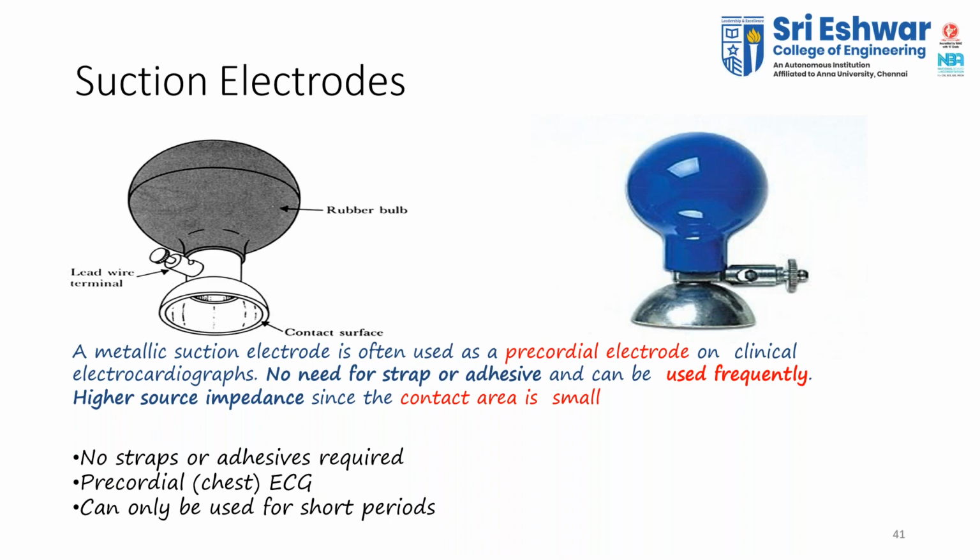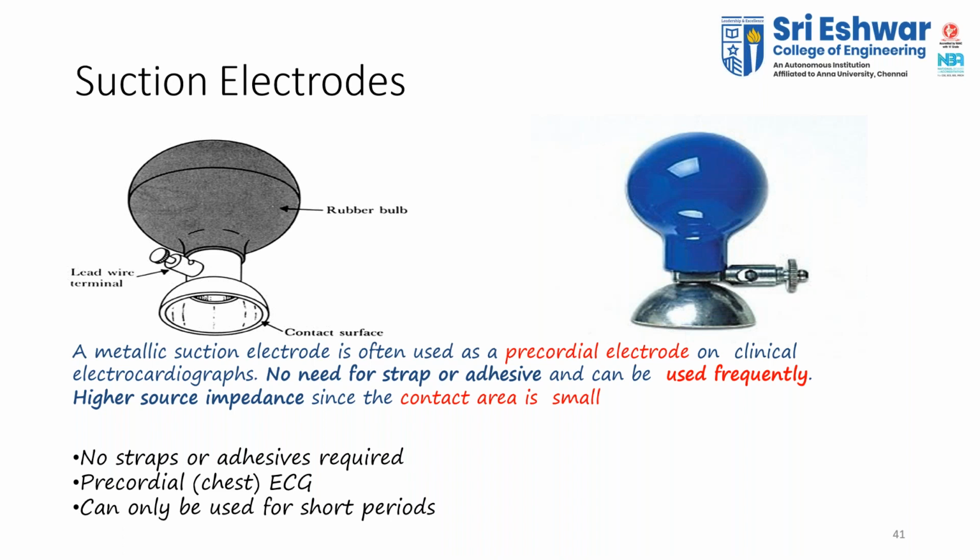It is like an air pump. Like when we place something airtight on the table and lock it, it gets locked, like vegetable cutters, for example. So this is an air-lock suction electrode. No strap or adhesive is required. Precordial chest measurement can be used only for short periods, because it stays locked only for a short period, otherwise it becomes a little loose. So this is suction electrodes.